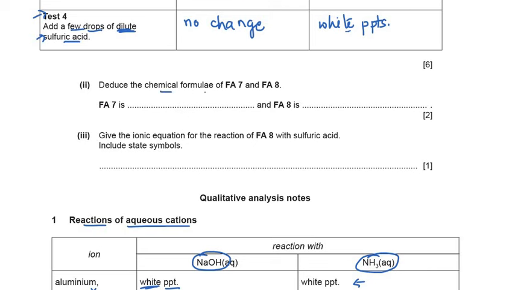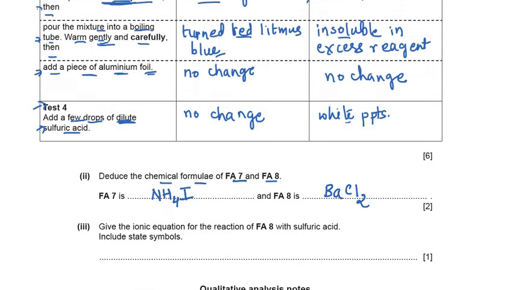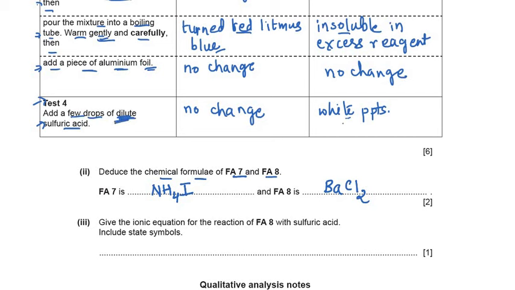So deduce the chemical formulae of Fa7 and Fa8. Now, chemical formulae means that we are not allowed to write the names. For Fa7 we knew that it is ammonium ion, so NH4, and iodide ions were detected with yellow precipitates with silver nitrate, so it is ammonium iodide. Fa8 had barium, and it was chloride, so the formula is BaCl2. Now we need to understand that as barium was present, barium gives barium sulfate white precipitates with sulfuric acid. So this is how we can confirm.